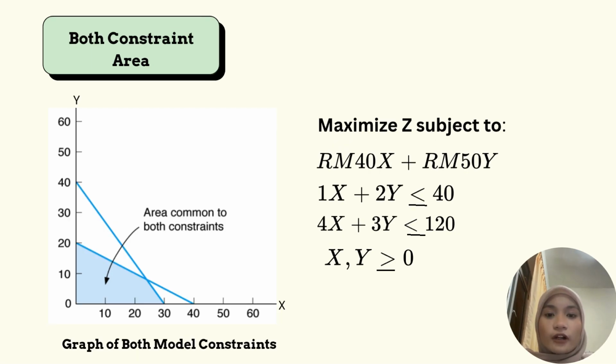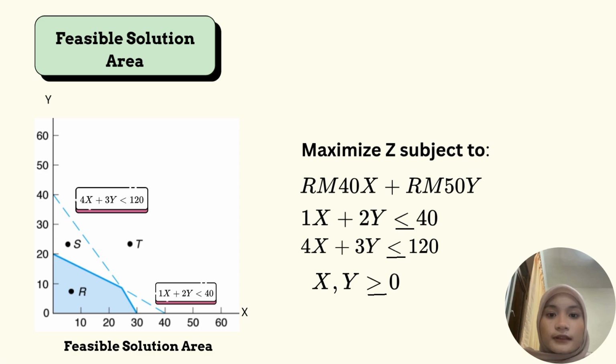Next, after we have already plotted the clay constraint and the labor constraint area, we could see that there is a feasible solution area, which is R, the place where the clay constraint and the labor constraint cross.